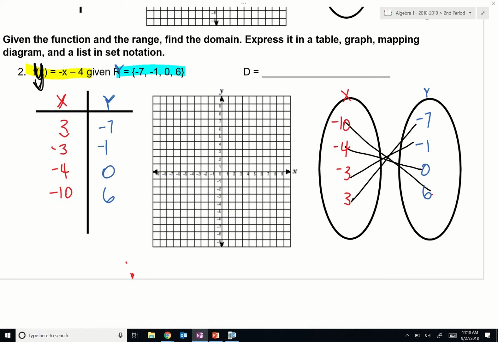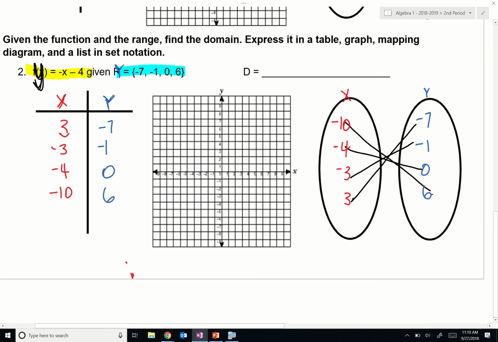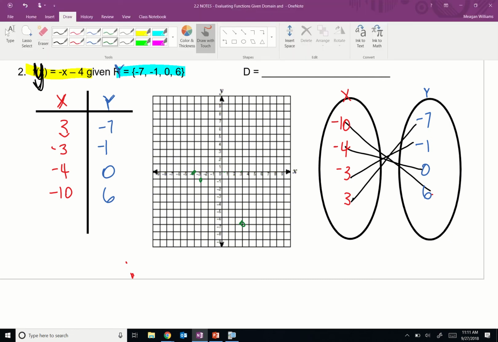Okay? Now I want you to go graph these points. Remember, you have to run before you can jump. So we're going to go x's before y's. We're going to go +3 down to -7. And then we're going to go -3 down to -1. Then we're going to go -4, but we're not going to be jumping anywhere because it's 0. And then we're going to go -10 up to positive what? 6.